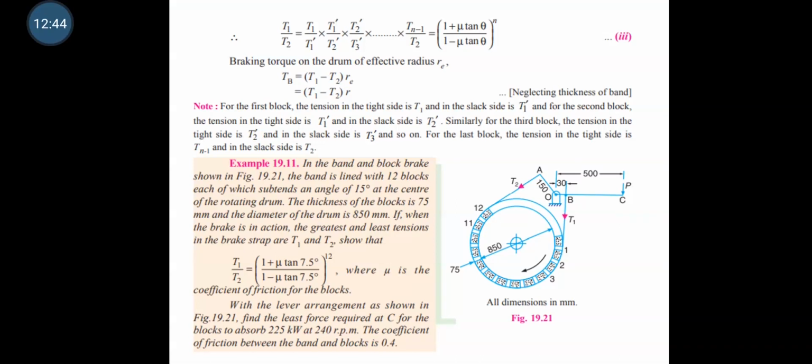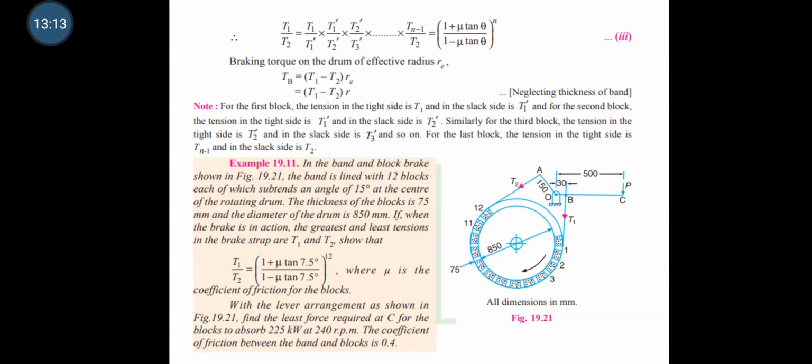When the brake is in action, the greatest and the least tension in the brake straps are T1 and T2. It is shown that T1 by T2 is equal to (1 plus mu tan 7.5 degree divided by 1 minus mu tan 7.5 degree) the whole power 12. The 12 is the number of blocks, n, and mu is the coefficient of friction.